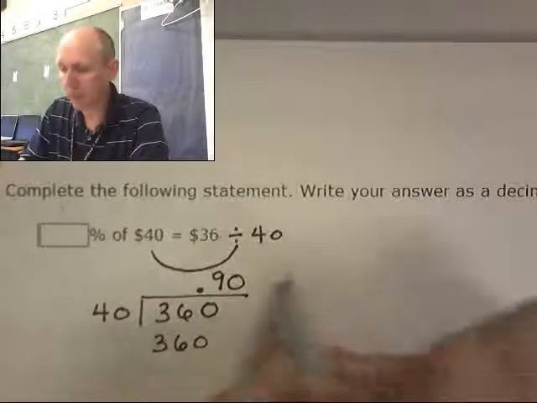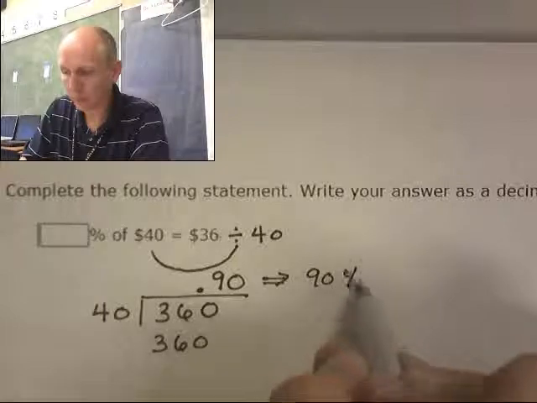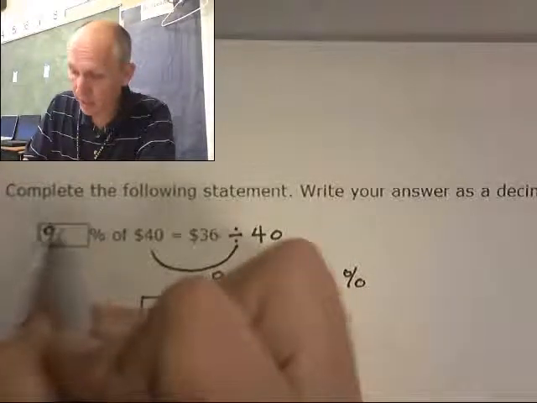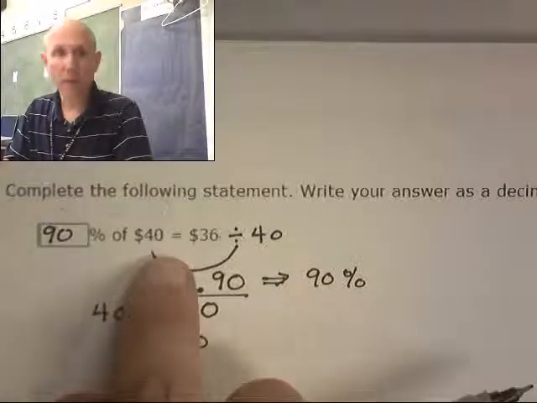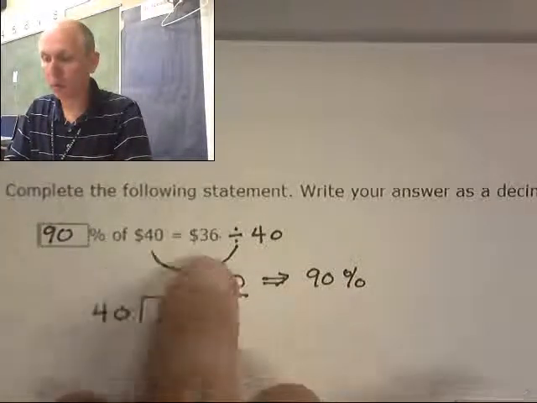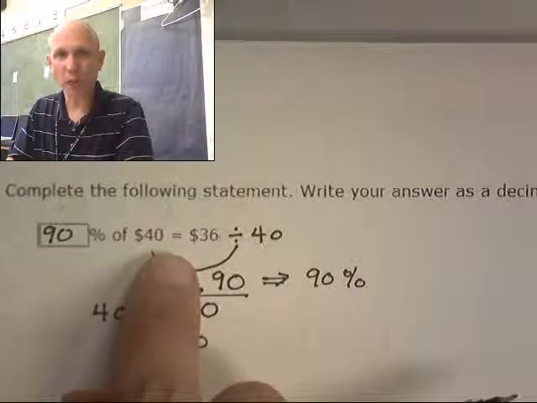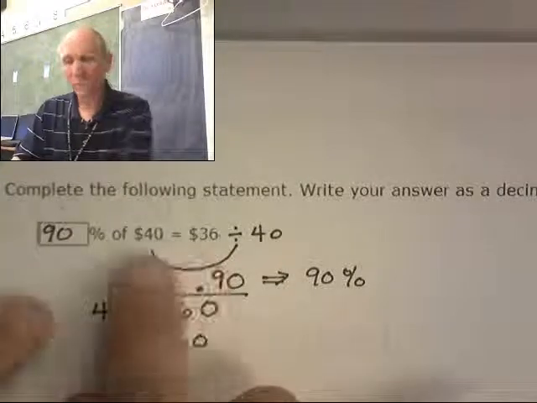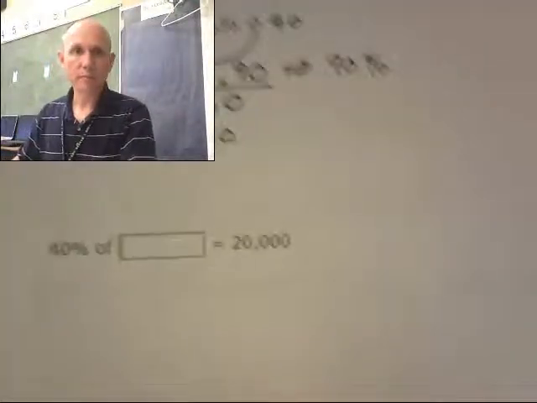What is that as a percentage? 90%? Let's see if it seems reasonable. 90% is almost 100%. What's 100% of 40? 100% of 40 is 40. Yeah, this is just a little bit less than that number, right? 90% is almost the whole thing. So 90% of 40 is 36. That seems reasonable to me. Let's try another one.